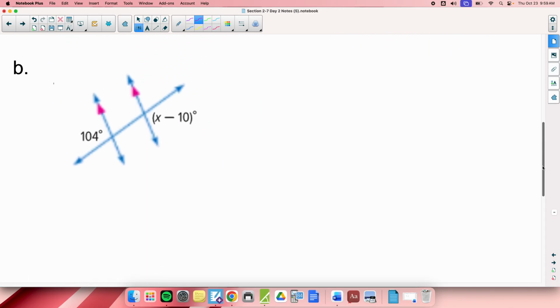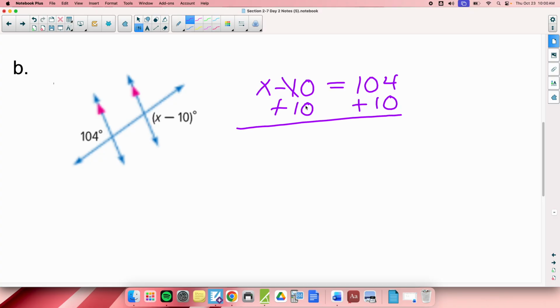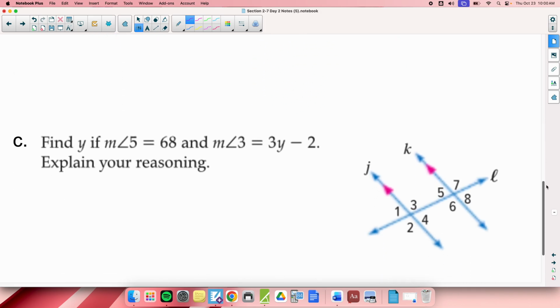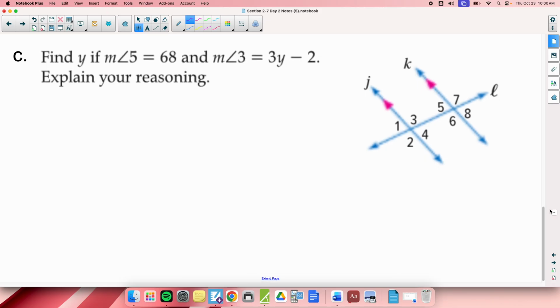Now let's look at this one. This one's easier, correct? Because are those two ones we know? They're alternate exterior and they're equal. So all we have to say here is x minus 10 equals 104. So I'm going to add 10. Okay? And I get x equals 114. Okay? Now, here it's going to say explain your reasoning. Don't worry about that part.